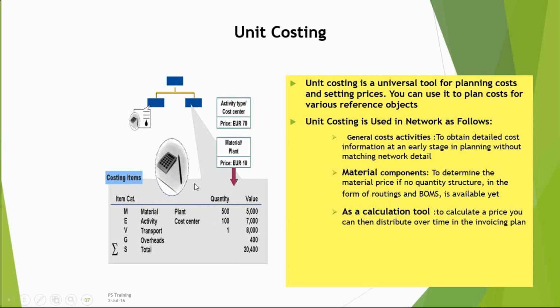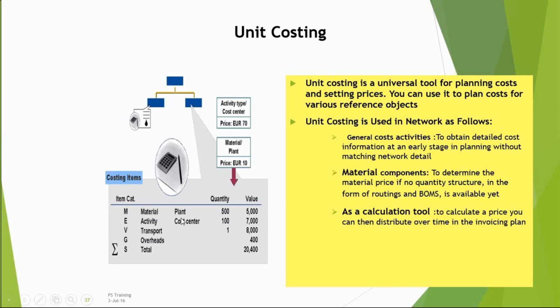And materials are being assigned to plant here. The material belonging to this particular plant will have the unit value of 10 euros. So you mean standard price? Yes, maybe standard price or even moving average price, whatever it may be. Whatever we have defined in my master data, the same will be there.